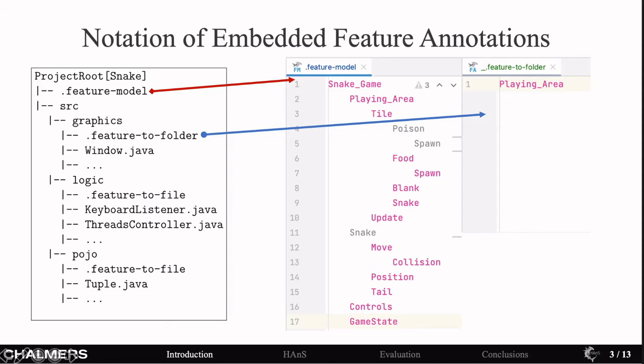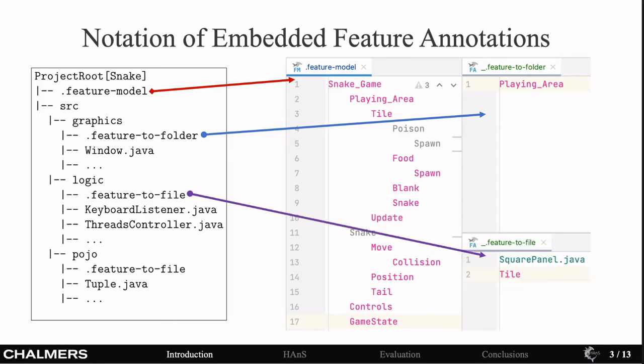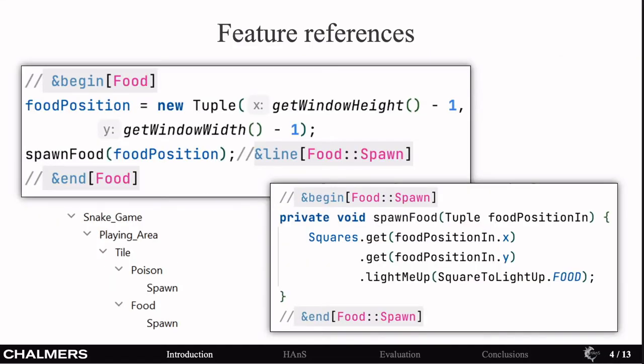Another way is to state that a feature relates to a certain file. In this case, the feature tile is related to all the code in the file SquarePanel.java. Users can also map bits of code to features. This can be achieved by either block or line annotations. A block annotation specifies that all the code between the begin and the end tags are part of the feature. Line annotation achieves the same thing, but for a specific line of code.